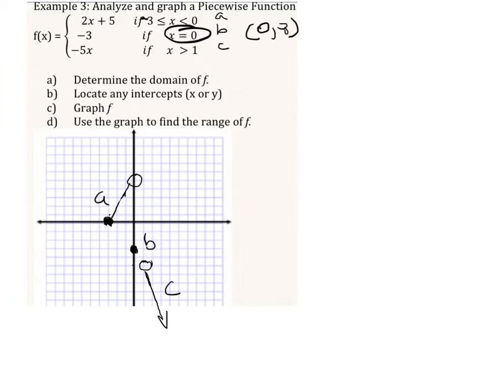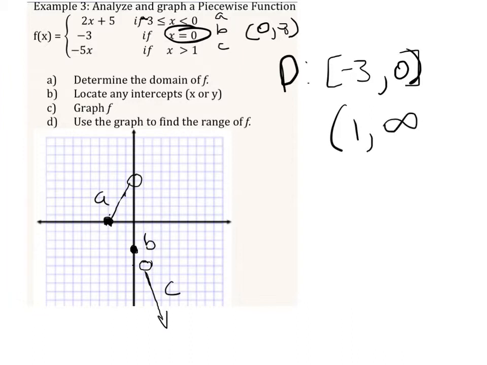And our range, or excuse me, our domain would be -3 to 0, include 0, and then 1 to infinity. Make sure you include 0, don't include 1, and infinity doesn't get included. And then our range.